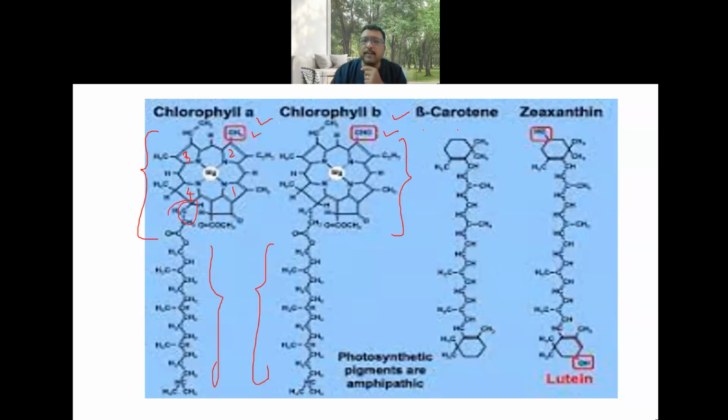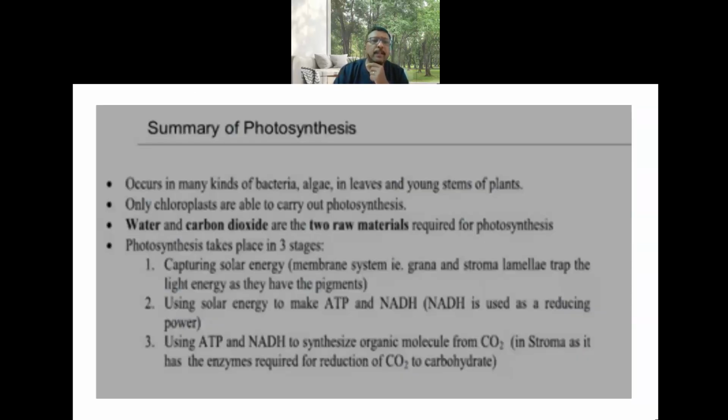Coming down to carotenoids. Here carotenoids comprise carotenes, xanthophylls, and so on, even zeaxanthin. So these are the other photosynthetic accessory pigments you will find. Okay. Then coming down to the summary of photosynthesis, if you say what occurs in total.